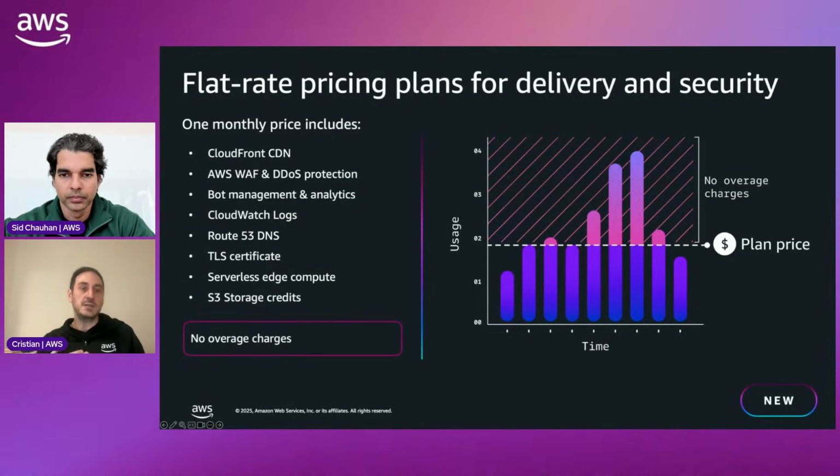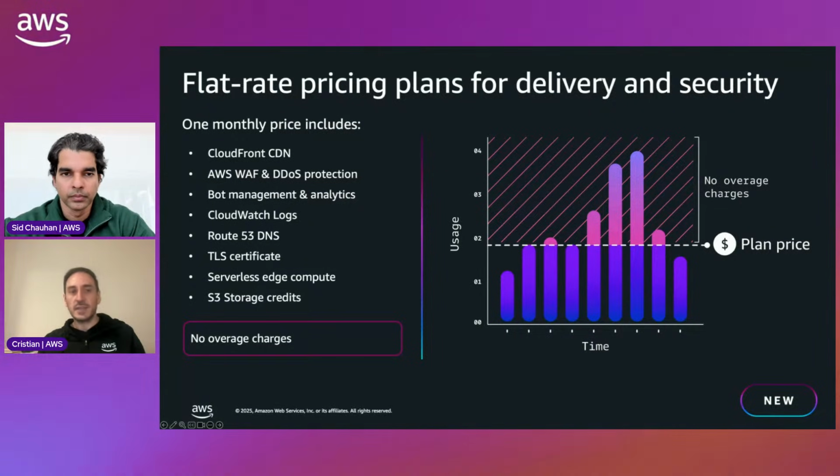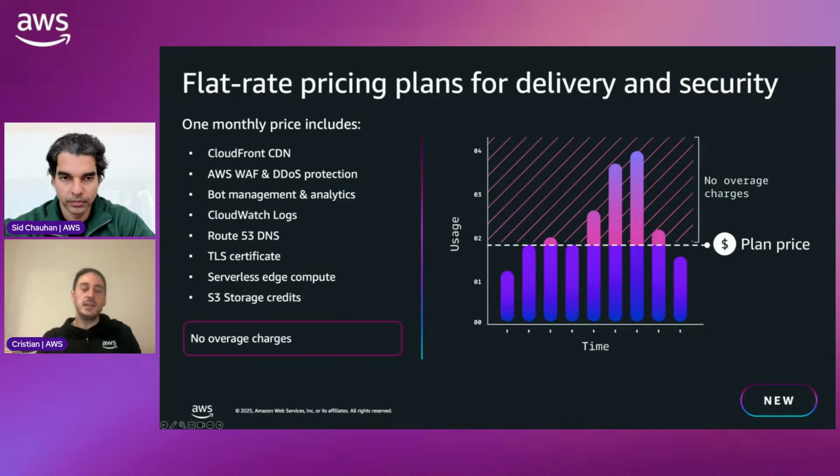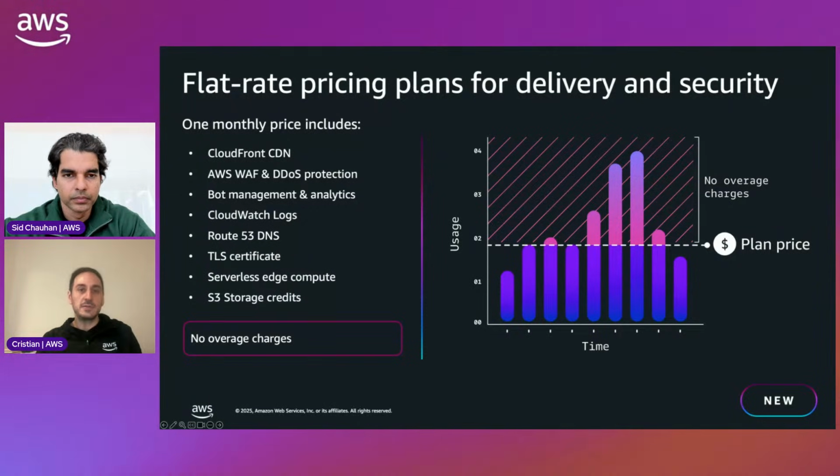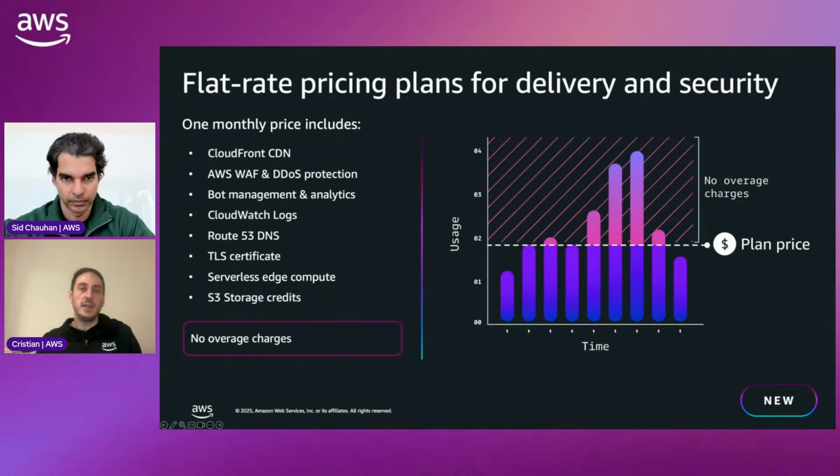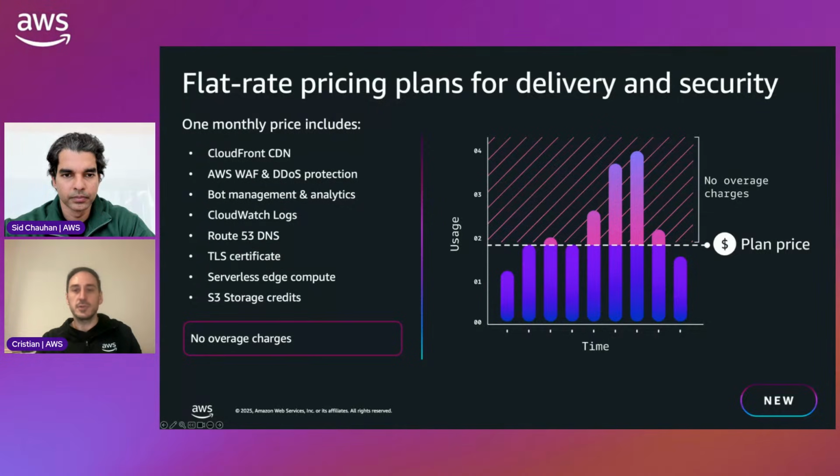It includes AWS WAF and DDoS protection. You get bot management capabilities and analytics, CloudWatch logs to do all the logging. You get DNS from Route 53, of course, a TLS certificate. We've included some serverless edge compute, so you can do some dynamic compute to serve and process your applications at the edge. And then S3 storage credits to offset some of your S3 storage costs.